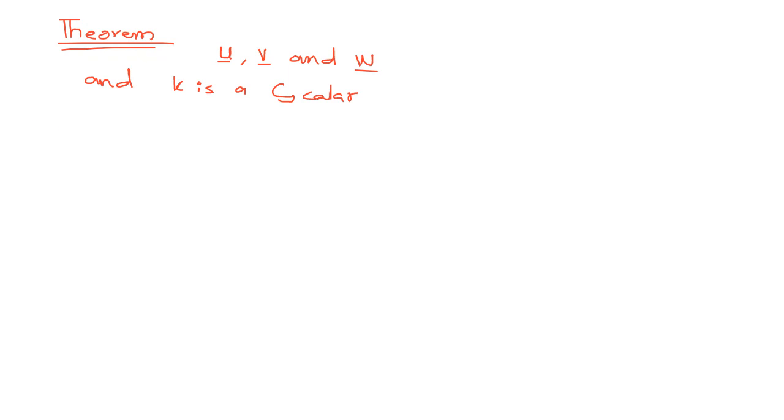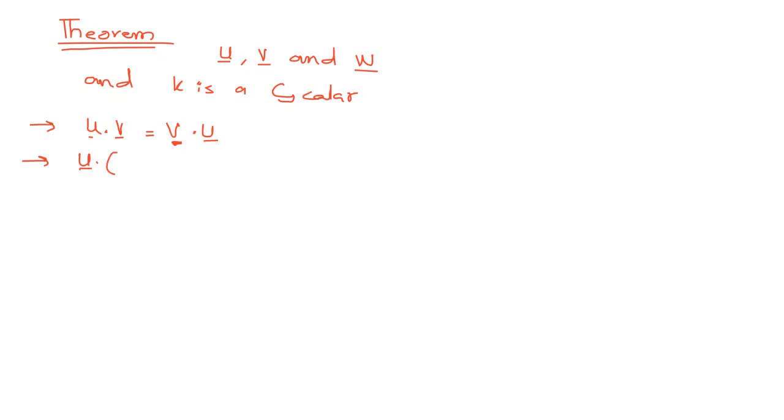Okay, there is another theorem. The statement is that if you have three vectors u, v, and w, and k is any scalar, then u dot v is equal to v dot u. Either you multiply u by v or v by u, that will give you the same answer.